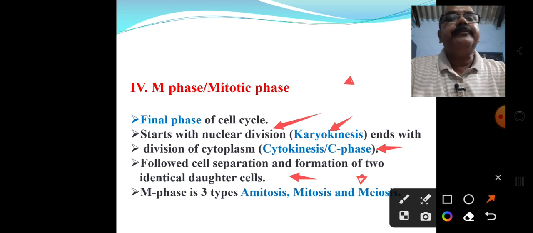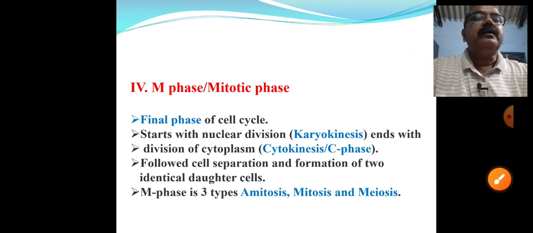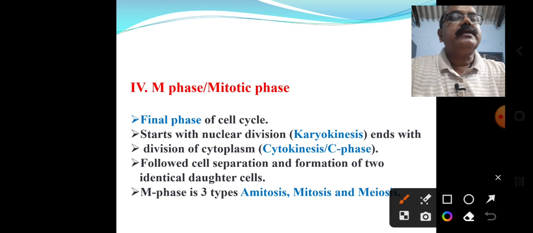The M phase includes three types of division: amitosis, mitosis, and meiosis. In amitosis, the cell divides without the division of chromosomes. In mitosis, equational division of chromosomes takes place, and the daughter cell is found to be identical to the parent cell or mother cell.